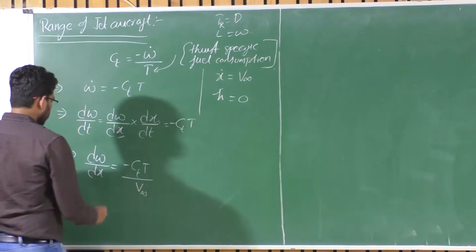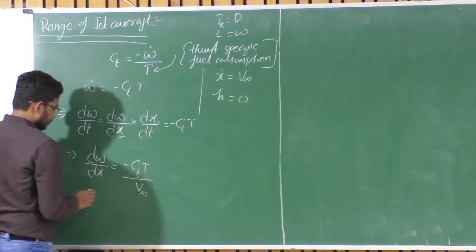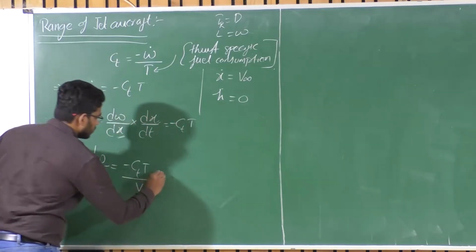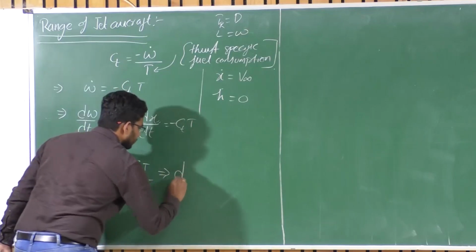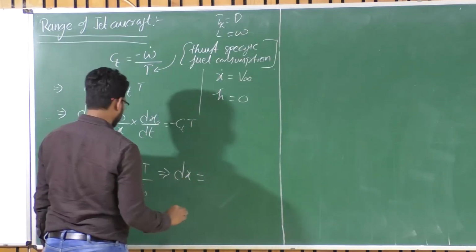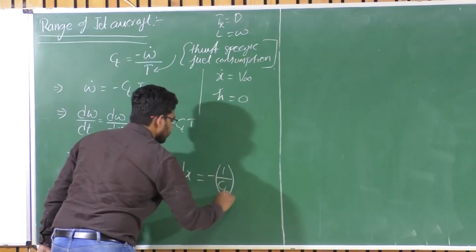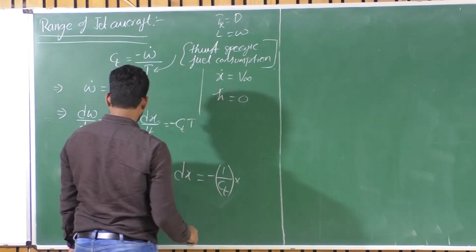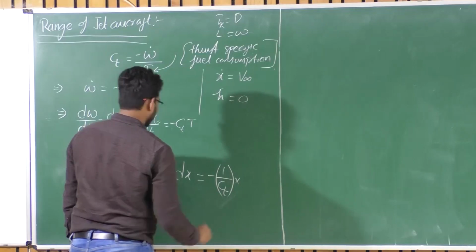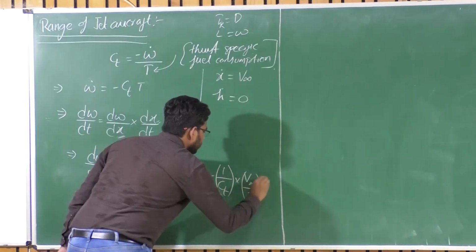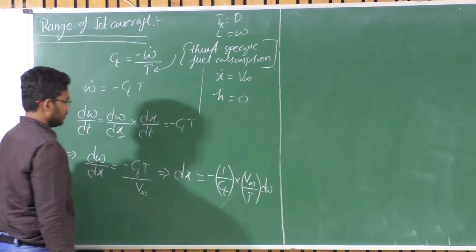So if I want to find out the range for a given load of fuel, this implies dx is equal to minus 1 upon the specific fuel consumption, times V infinity upon T, multiplied by dW.